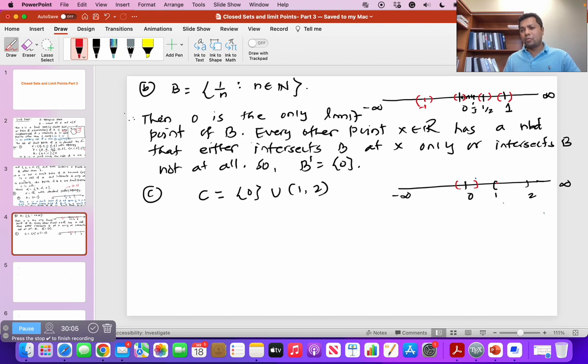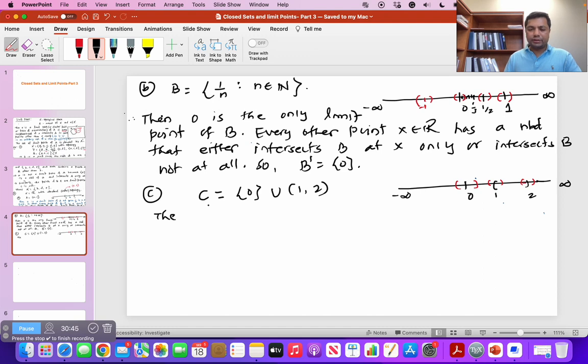On this interval from 1 to 2, 1 is a limit point, because a neighborhood containing 1 will go to both the left side and right side of 1, and the portion on the right side will be in the intersection with C. By similar reasoning, 2 is also a limit point, because the portion on the left side of 2 is the intersection portion. Also any point between 1 and 2 is a limit point, but no other points are limit points of C.